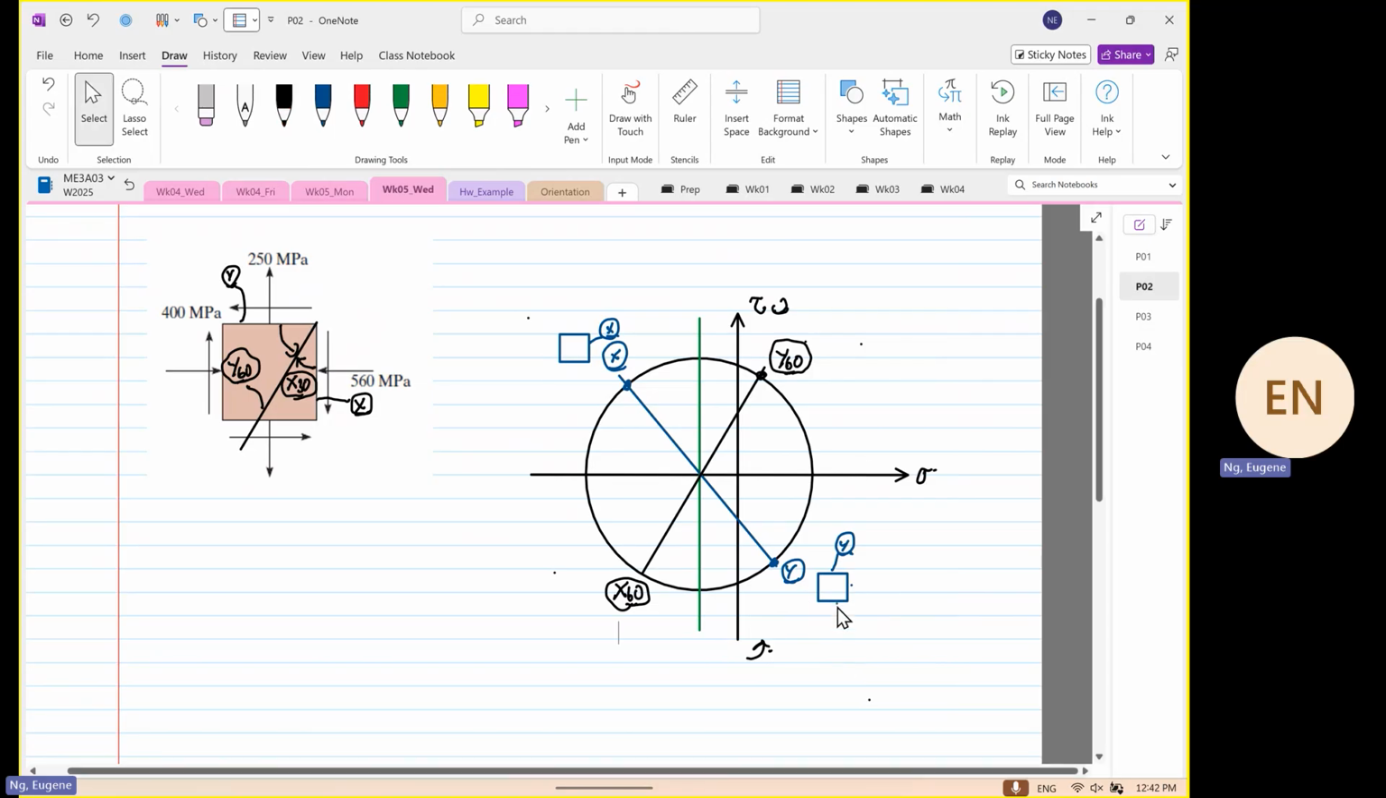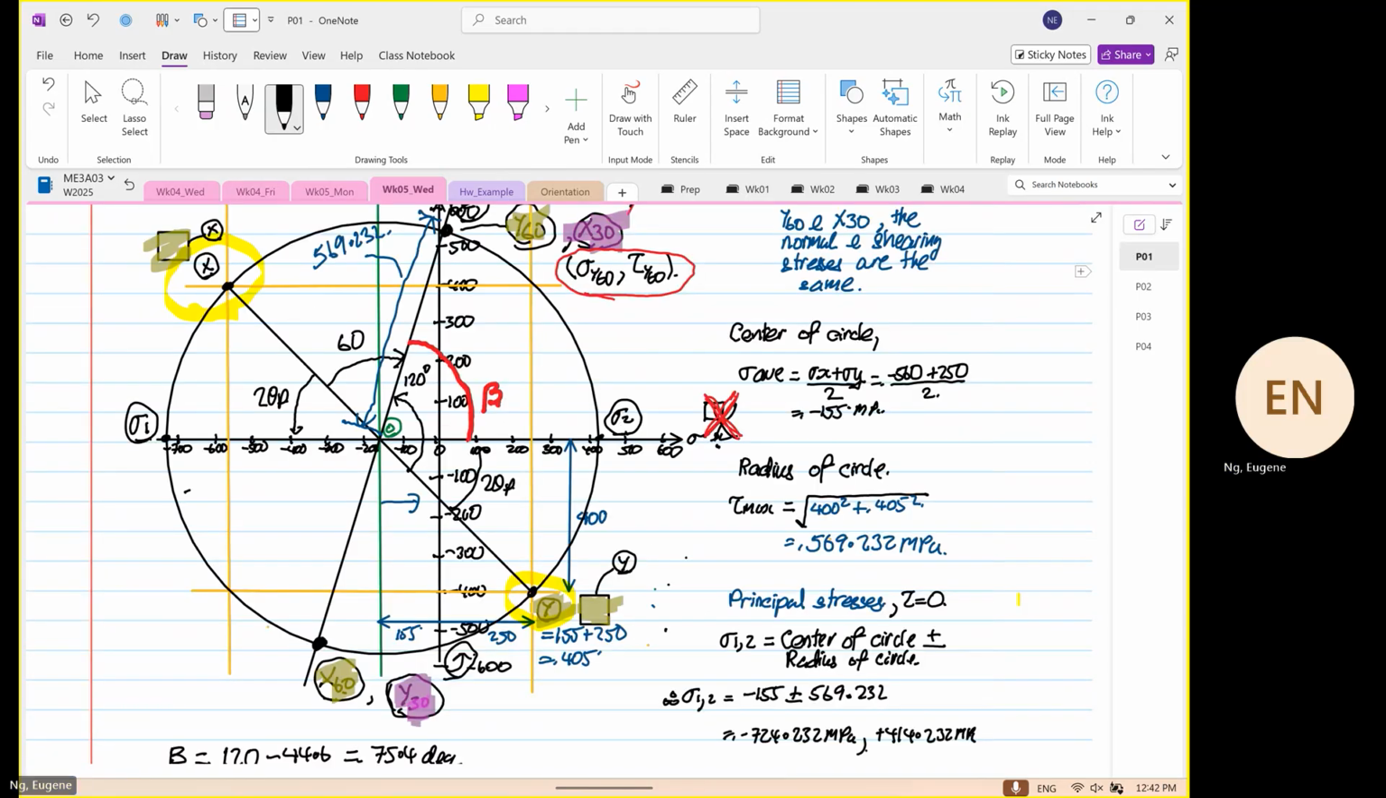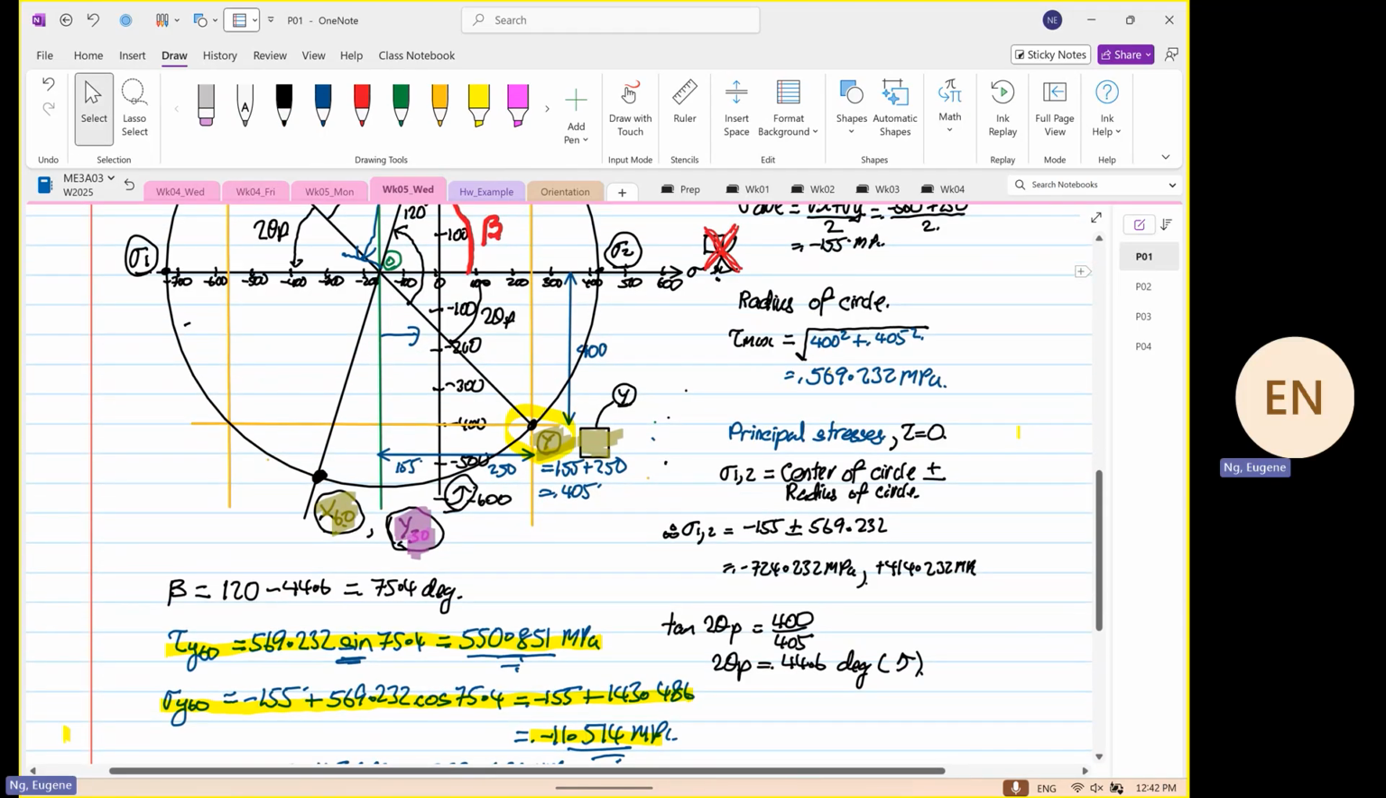So what we have just done is we have rotated the element anti-clockwise, and we know that this is 60 degrees. And we found our coordinate, because at the end of the day, you are looking at normal stress and shear stress. The coordinate we found for Y60 is minus 11.514.